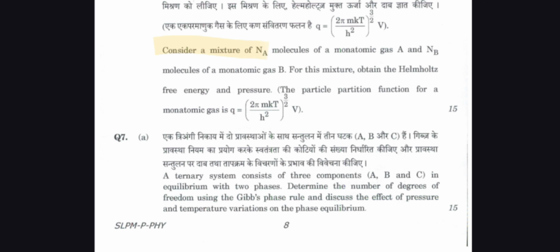And question number C. Consider a mixture of Na molecules of a monoatomic gas A and Nb molecules of a monoatomic gas B. From this mixture obtain the Helmholtz free energy and pressure. The particle partition function for a monoatomic gas is (2 pi m k T upon h squared) to the power 3/2.